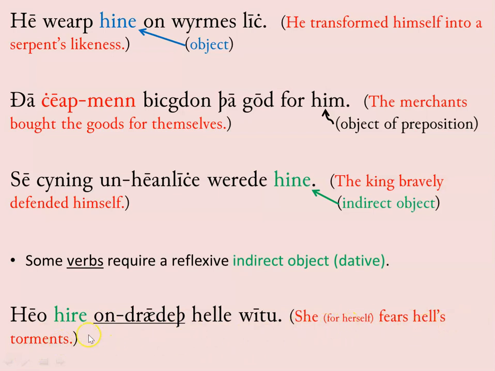She for herself. The hiara, because you already have heo hears her. So why not just her fears hell's torments? But it makes more sense if it's herself. And the here there is acting as the reflexive pronoun. So reinforcing this idea that it's she, for herself. For herself, she fears hell's torments.